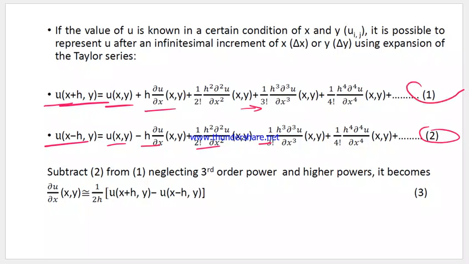Subtract 2 from 1. If you do that, it means u and u will cancel. This one will cancel this. This we add to this. This we also cancel this.